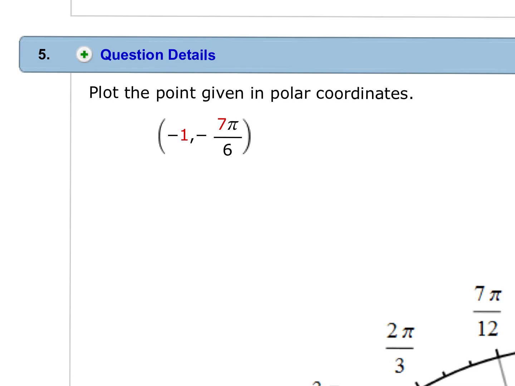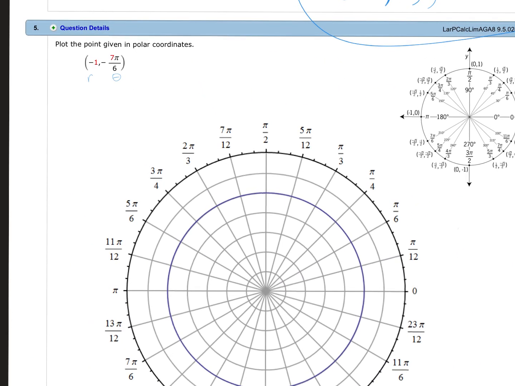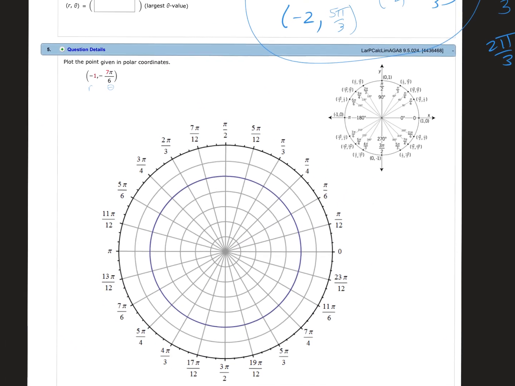All right, notice these are both what? Negative. So we're just going to pay attention to what they're telling us. This is my R value. This is my theta. If my theta is negative, remind me again what that means. I'm going to go the opposite direction.